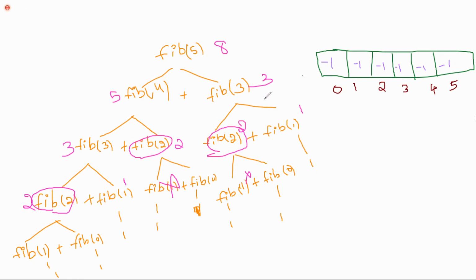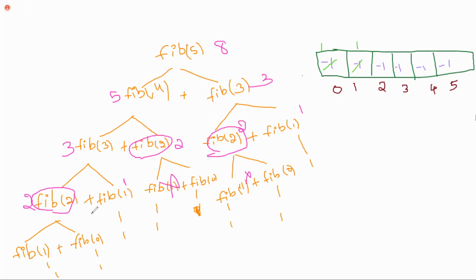So fib of 5. Fib of 5 can be divided into fib of 4 plus 3, 3 plus 2, 2 plus 1, 1 plus 0. In place of fib of 1, what am I replacing? Fib of 1, I can replace it as 1. Zeroth position I can replace it as 1. And fib of 1, first position also I can replace it with 1.